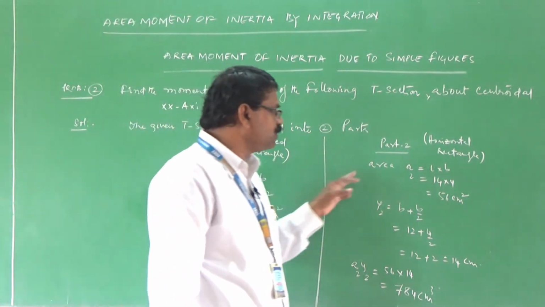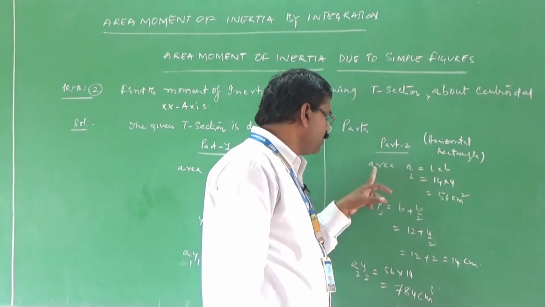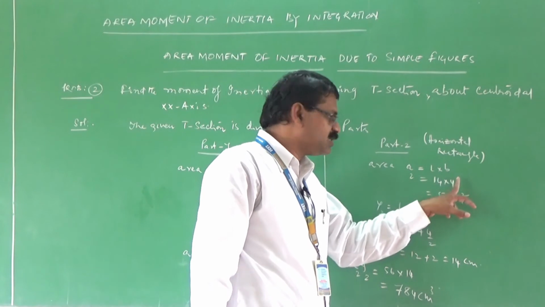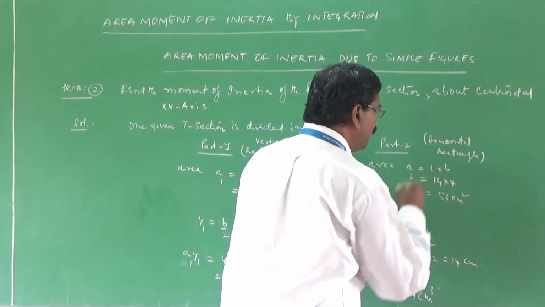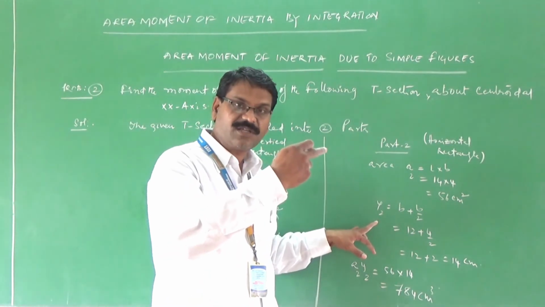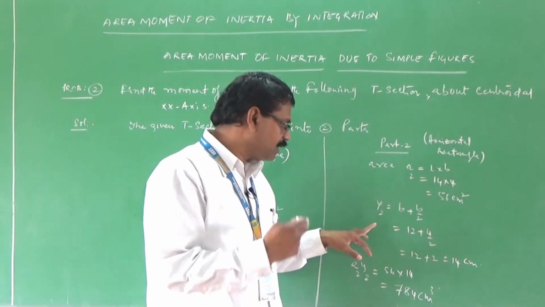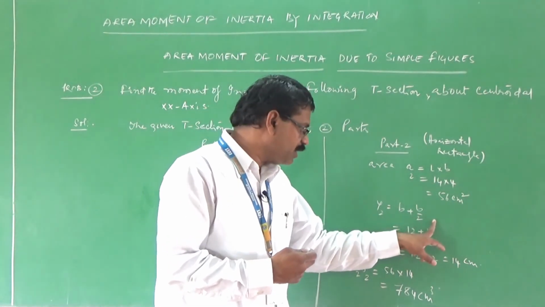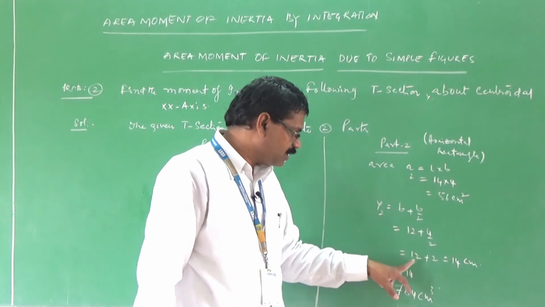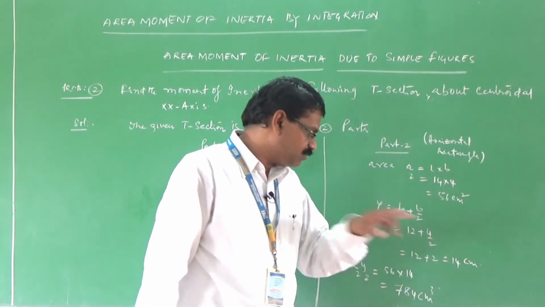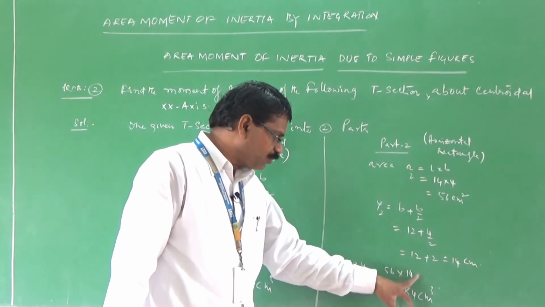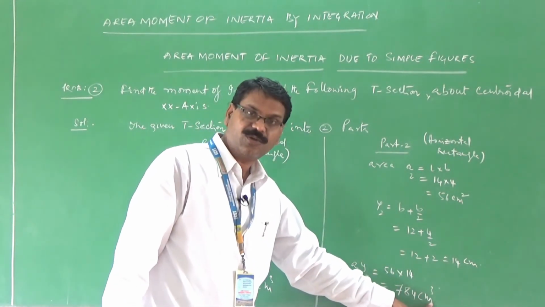Similarly, coming to part 2, called horizontal rectangle, my area A2 is equal to L into B, my length is 14 centimeters and my B is 4 centimeters. Therefore, I will get 56 centimeters square. To find the second coordinate in y direction for the horizontal rectangle, y2 is equal to b plus b by 2. Therefore, 12 plus 4 by 2, after simplifying, we will get 12 plus 2, that is equal to 14 centimeters. And A2 y2 is equal to 56 into 14, we will get 784 centimeter cube.